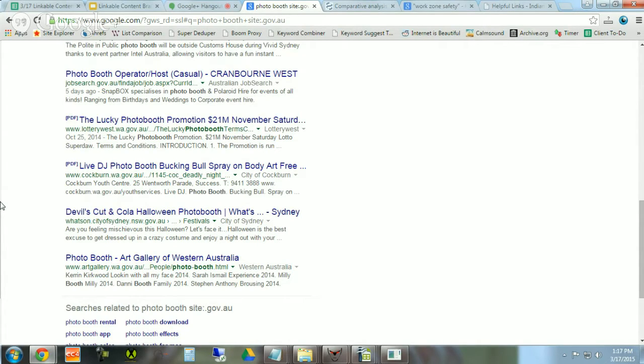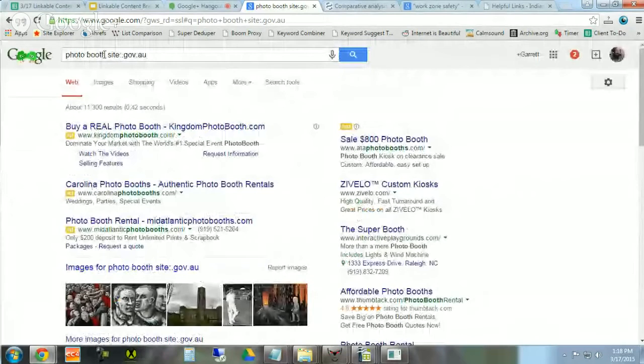That's not necessarily linkable to links pages, except for possibly Sydney tourism links pages or things to do in Sydney. So that's much more of a blog or social media type of campaign than it is a linkable topic campaign. But it came about because we were investigating photo booths as they intersect with site.gov.au.